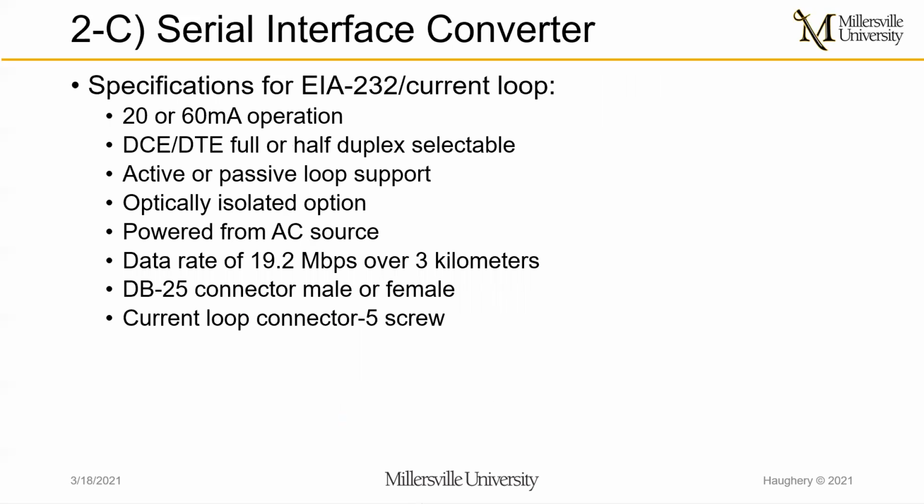The specifications for the EIA-232 to current loop are 20 or 60 milliamp operation. Again, the DCE to DTE, but however, full or half duplex selectable. They offer active or passive loop support, also have the optical isolation option, is powered from an AC source, however offers a data rate of 19.2 megabits per second over a much larger area of 3 kilometers.